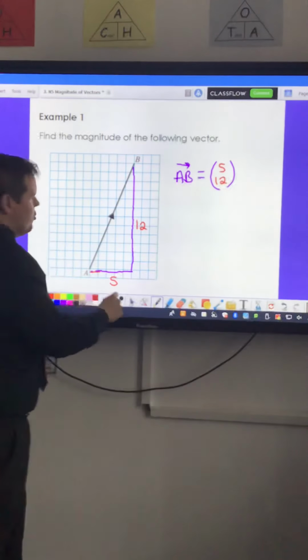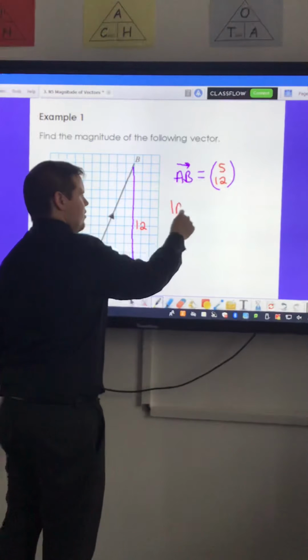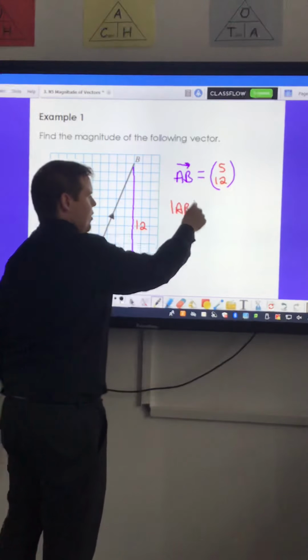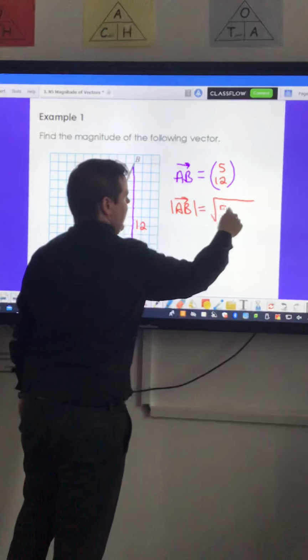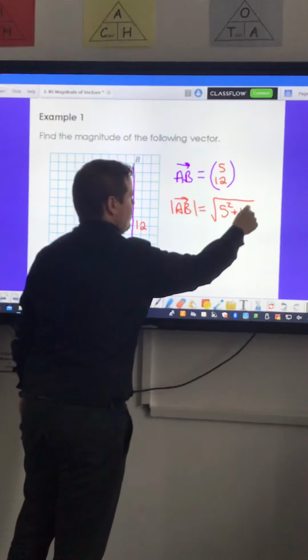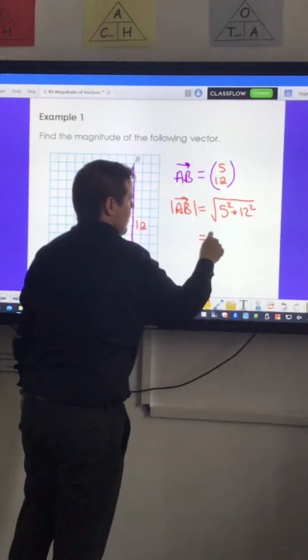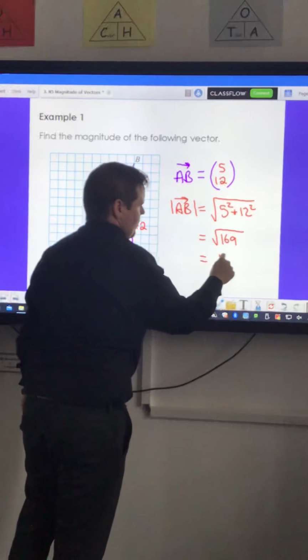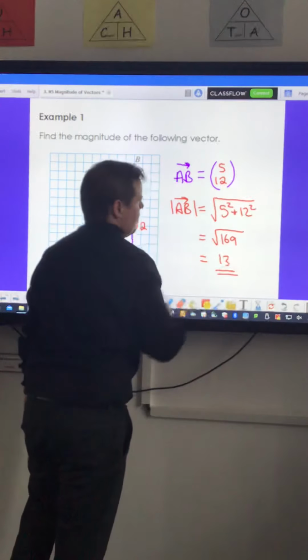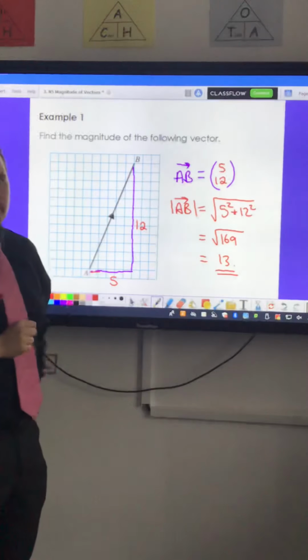Now, to find the magnitude, we're going to use these. You're going to see these horizontal, vertical bars. All I'm going to do is square root 5 squared plus 12 squared. That is the square root of 169, which is 13. So the magnitude, the length of that line is 13.